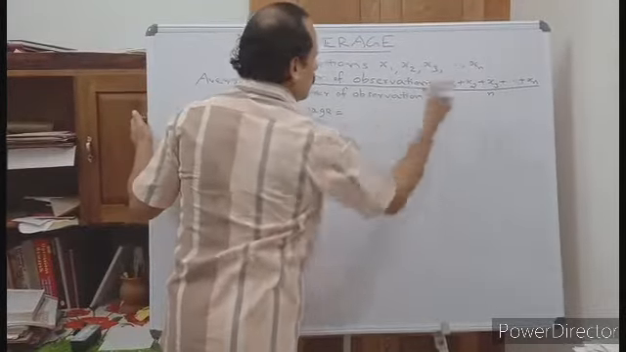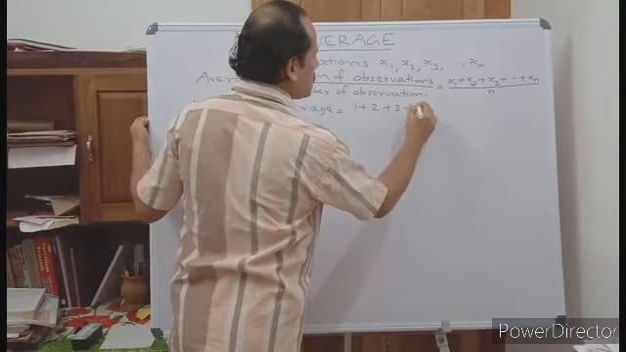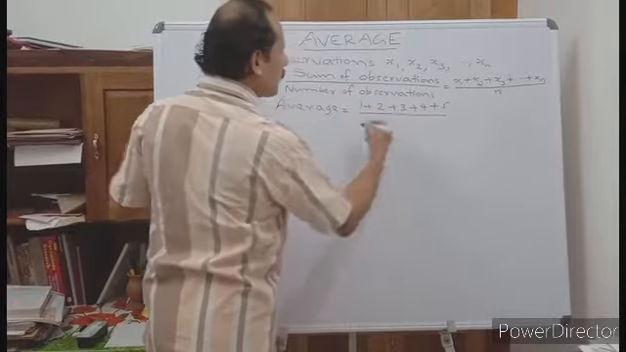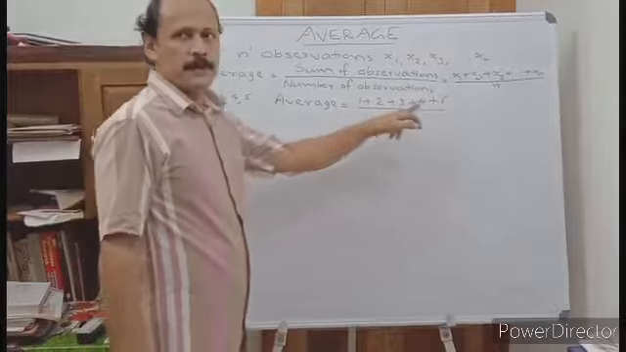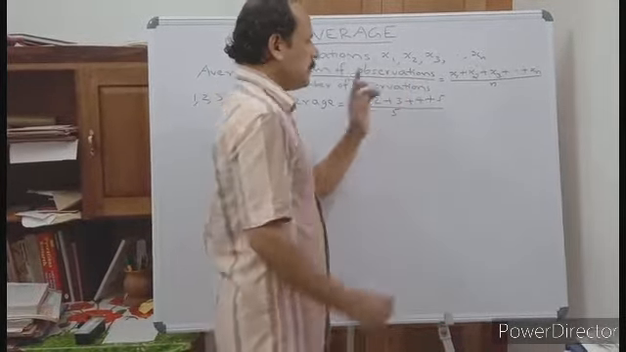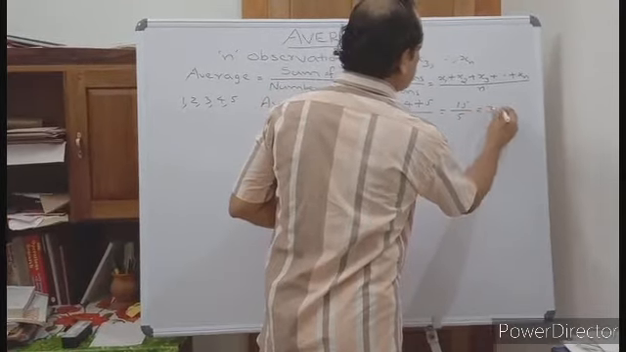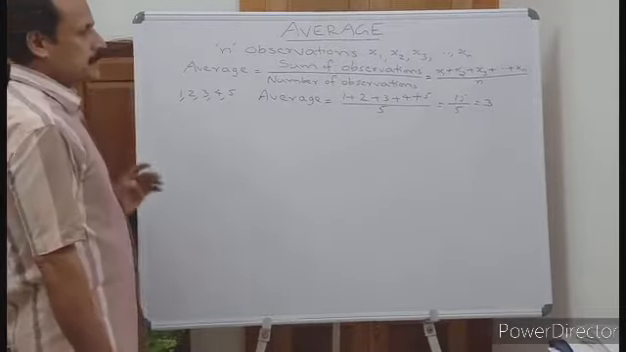So the numerator is 1 plus 2 plus 3 plus 4 plus 5, divided by the number of observations, here 5 observations. And what is this sum in the numerator? It is 3, 6, 10, 15. 15 by 5, and that is equal to 3. That we already know. The average is 3.